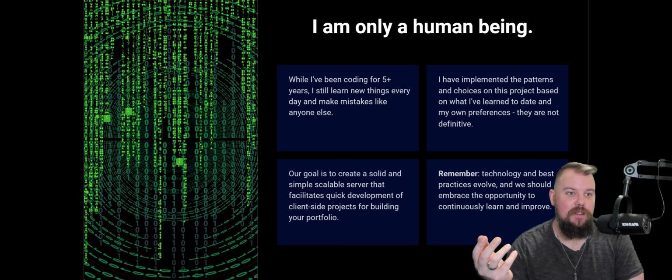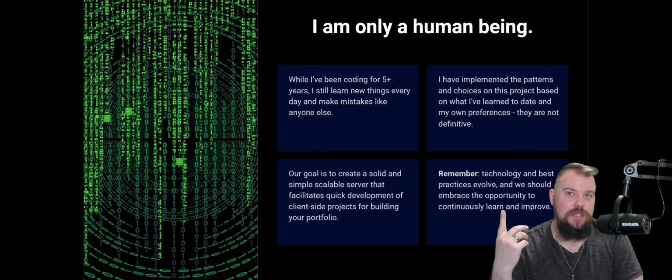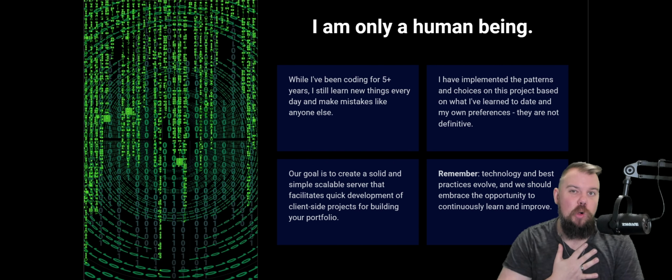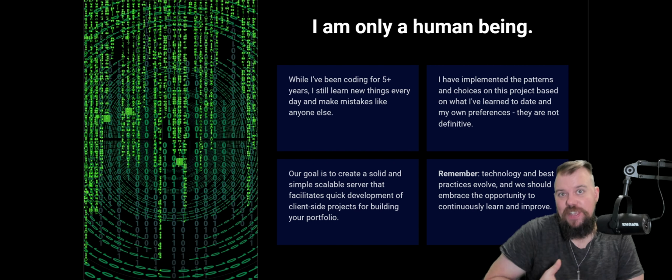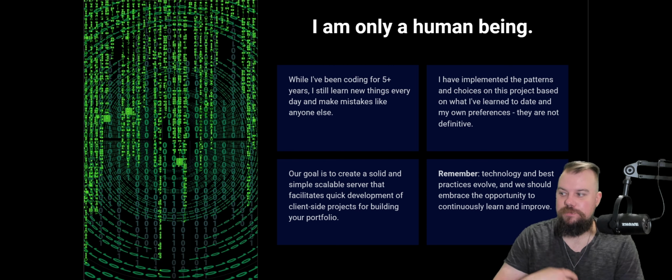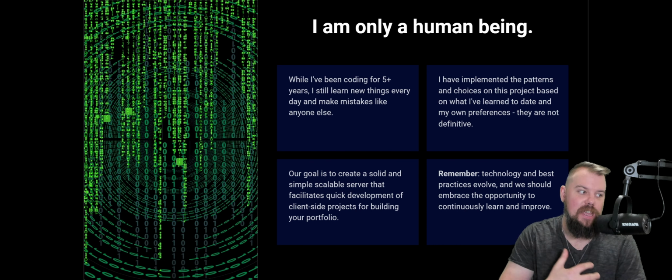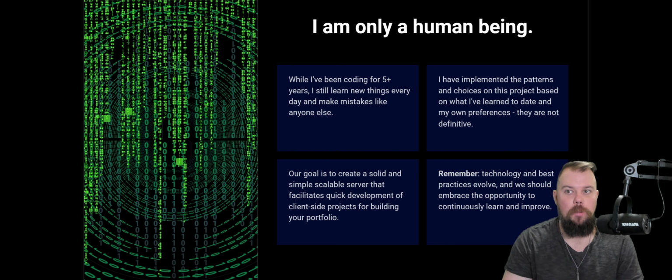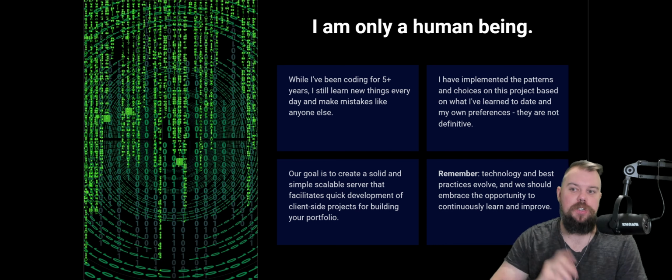So while the patterns I'm going to be implementing and the choices I'm going to make in this project are based on what I've learned to date and my own personal preferences, they're not definitive, meaning I will probably change my mind 2 months after making this course and looking back at this project and going, man, I could have done that so much better. I think that's not a stigma, but an indicator that I'm still learning and progressing just like y'all.